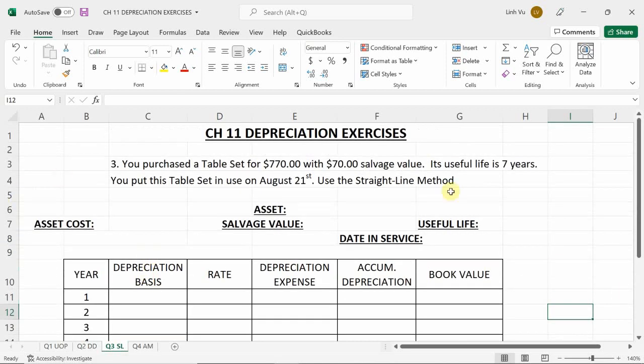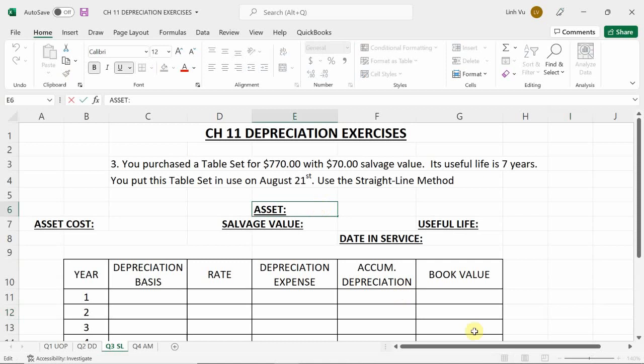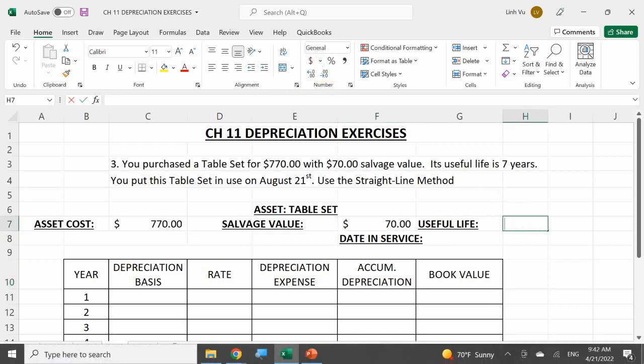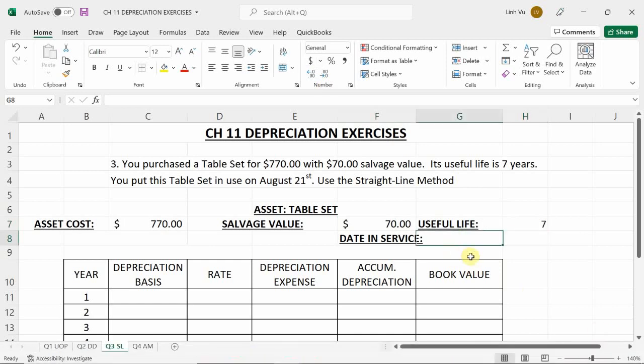Well, let's fill in the boxes first. What did I buy? Table set. We bought a table set. Yay! How much did it cost me? 770. Okay. What's my salvage value going to be? 70. And my estimated useful life? 7 years. 7 years. And when did I place into service? September 1st. Okay, good, right?